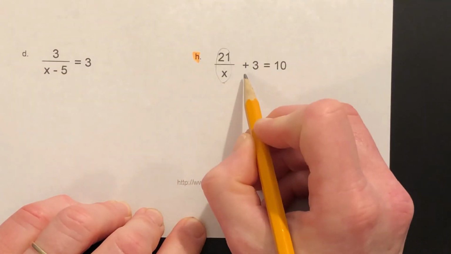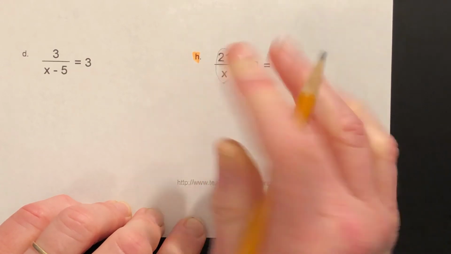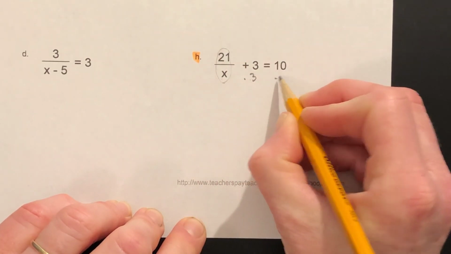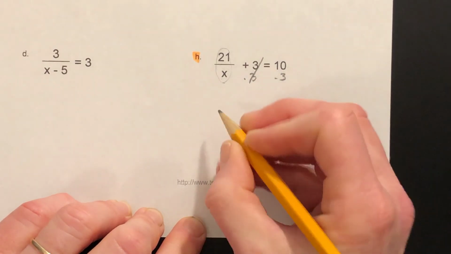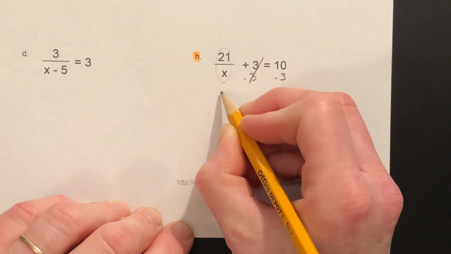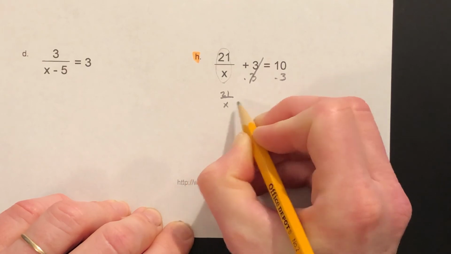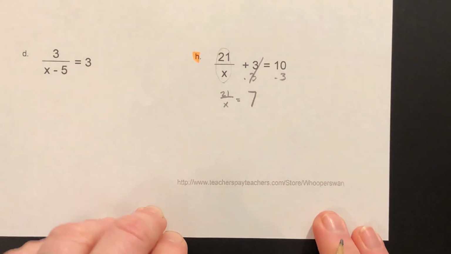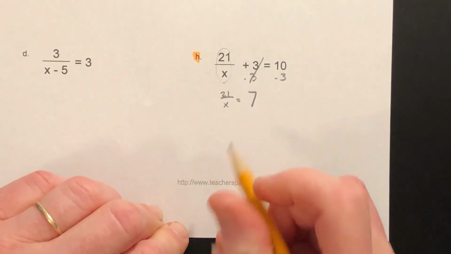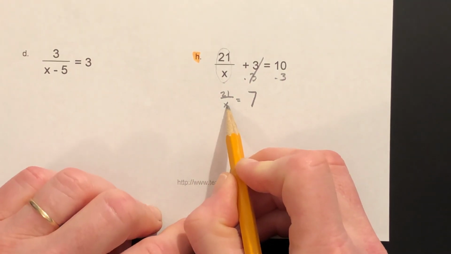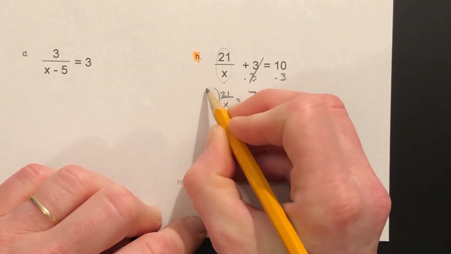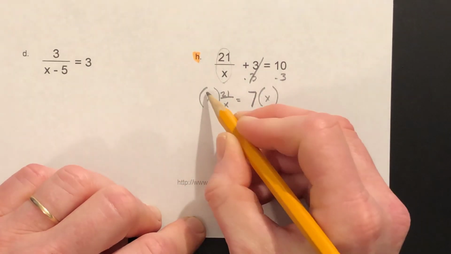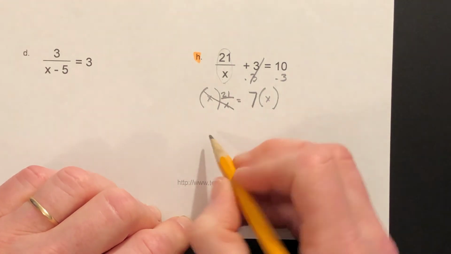First thing I have to do is get rid of the plus 3. So then this will be by itself. So I will subtract 3 from both sides. And then I have 21 divided by x equals 7. Now I can undo the divided by x by multiplying by x. That cancels out, and I'm left with 21.